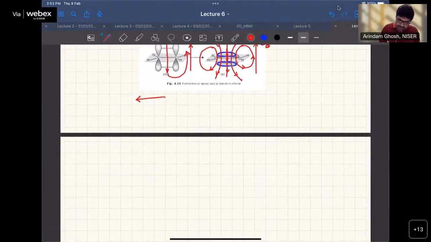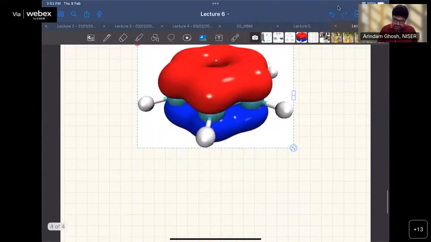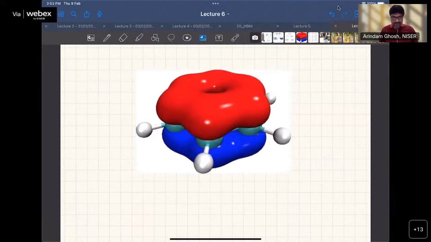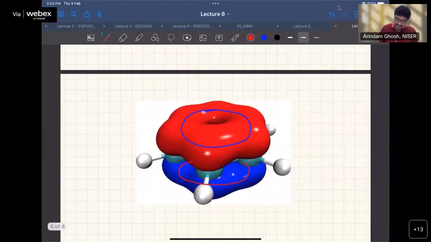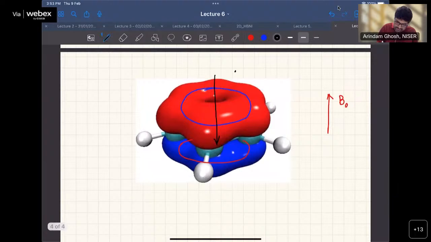Another picture I'll show is this one. This is benzene, correct? Again, what happens is that we have a ring over here, and we can have another ring over here, right? These rings will be creating a field again, such that if I have a B0 in this direction, then the ring will be such that the B0 which is coming in is going to be in this direction. So the effect is going to be like this.